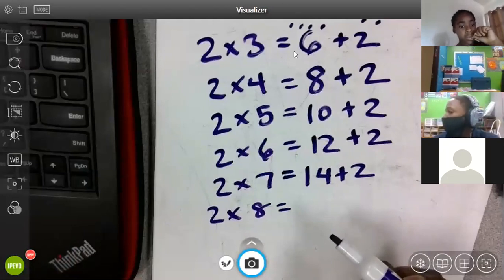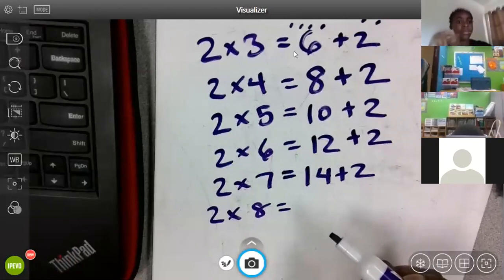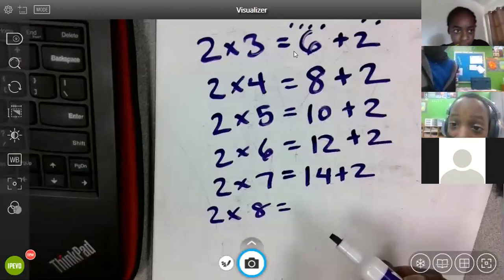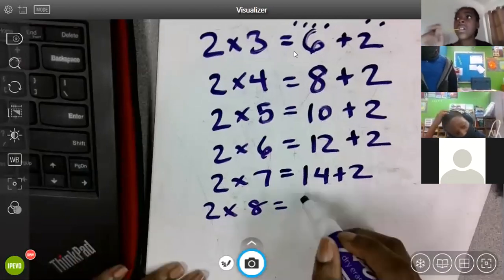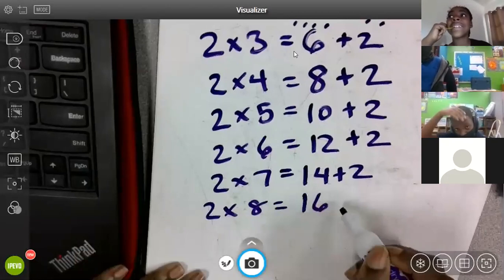No, Christopher, look at me. What number comes after 4? You always say you don't see it. There it is right there. We have 5. Look, Christopher, 5. Then 6. So your next answer is 16 plus 2.